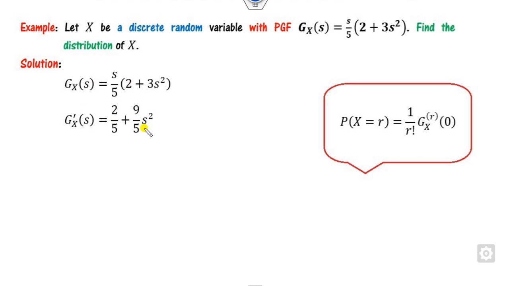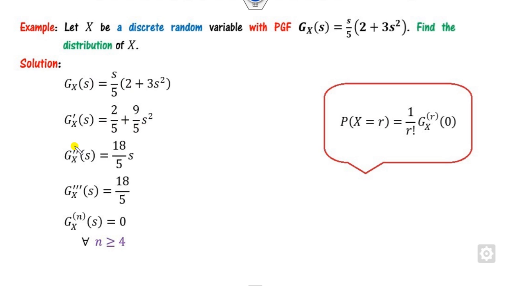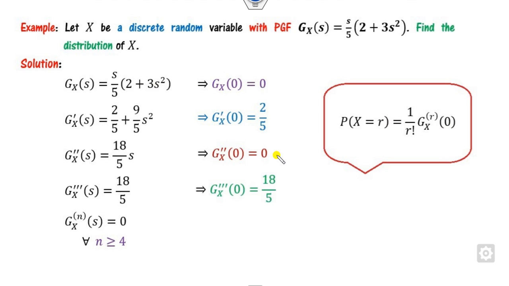The first derivative of this is here. You can take the second derivative, the third derivative, and the fourth derivatives onward are all 0. Now you can compute the values of these at the point 0, because we need them at 0. So what is the value of this? It's nothing but 0. What is the value of this at 0? It is nothing but 2 by 5, and so on. Now you can substitute these values one by one here.